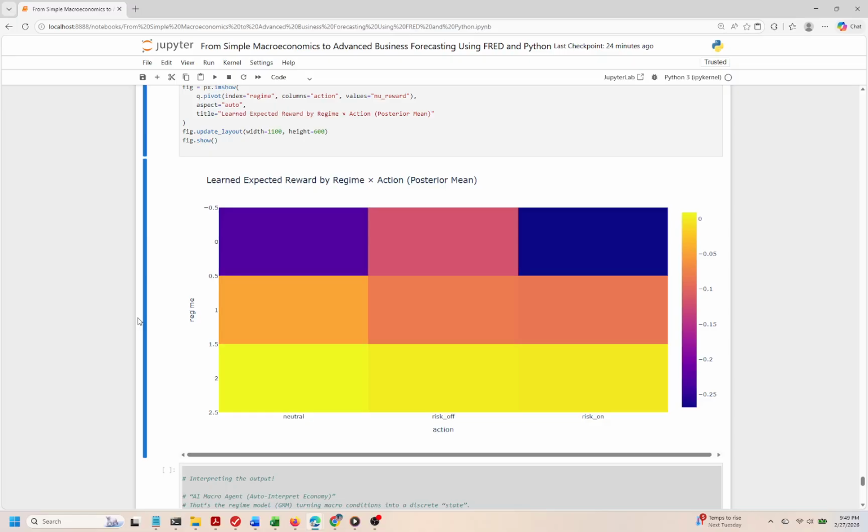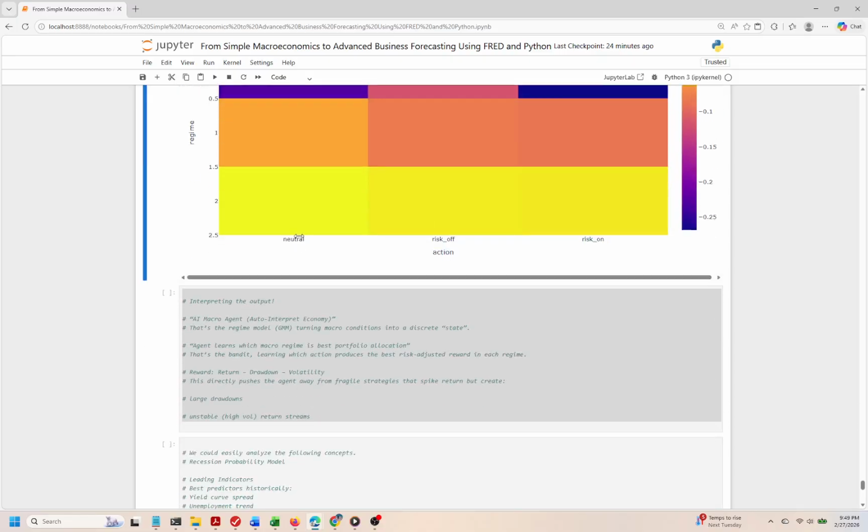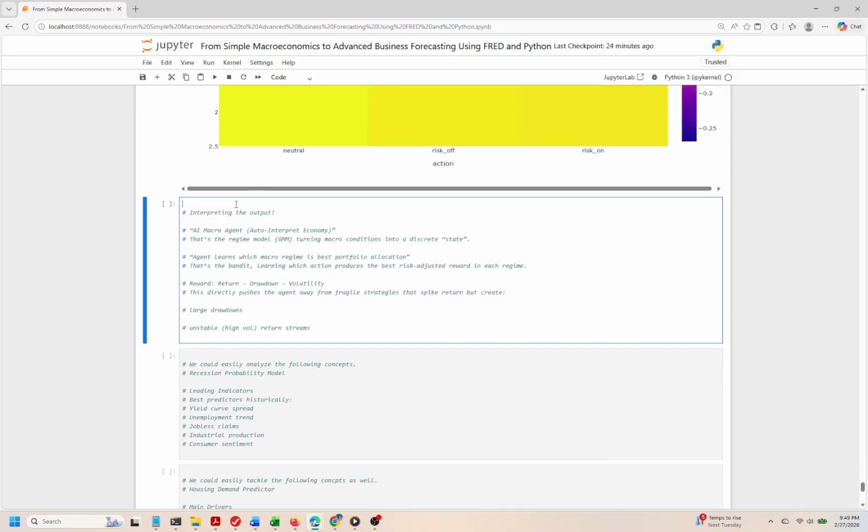Cell 34. In this cell, we're diving into the interpretation of our model's outputs, which is crucial for understanding how our economic framework functions. Here, we're employing a regime model using Generalized Method of Moments, or GMM, which transforms various macroeconomic conditions into distinct states. This transformation matters because acknowledging different economic environments helps us make more informed investment decisions. As we explore the logic, we're essentially facilitating an AI macro agent, which learns to recognize the optimal portfolio allocations corresponding to these varied macro regimes.